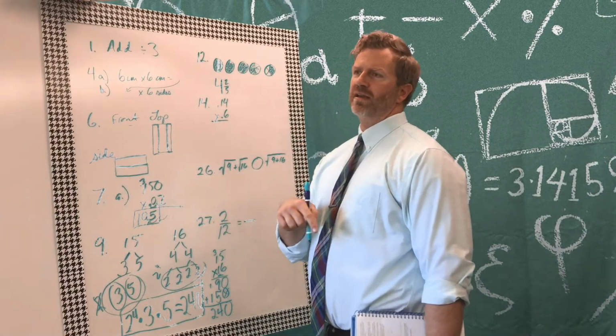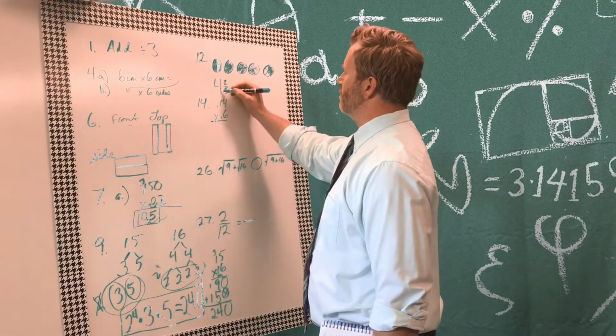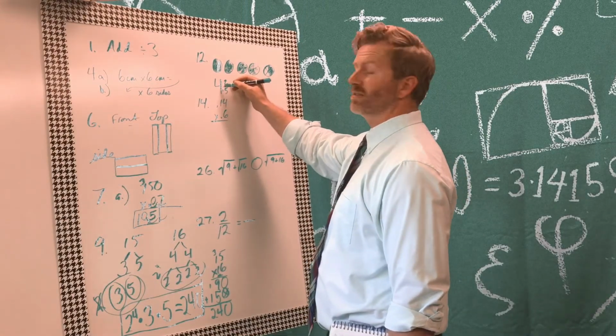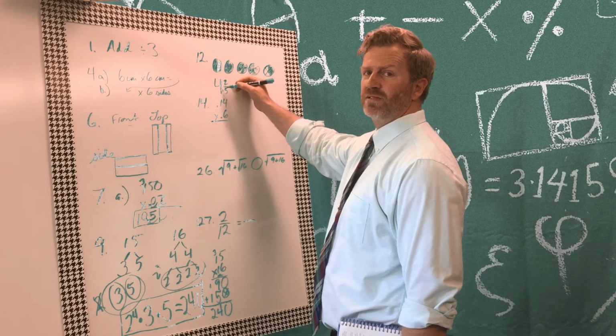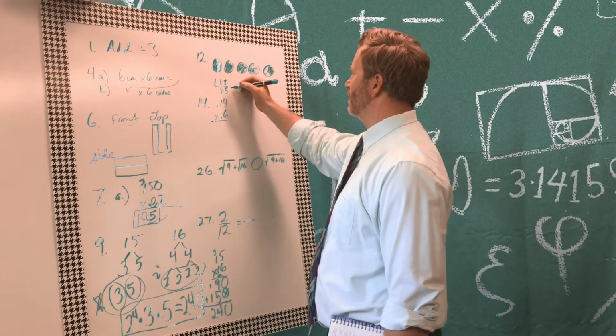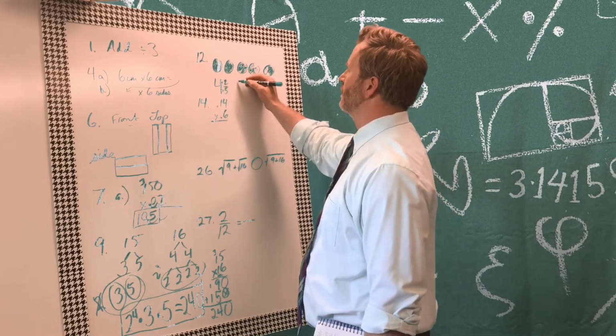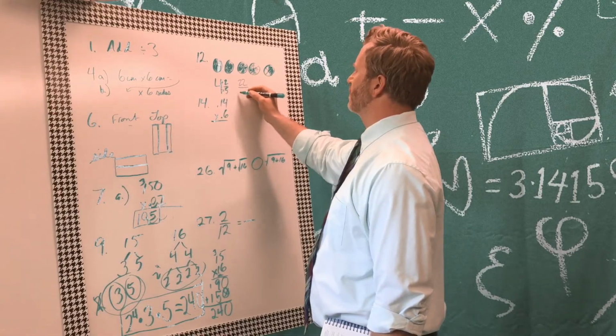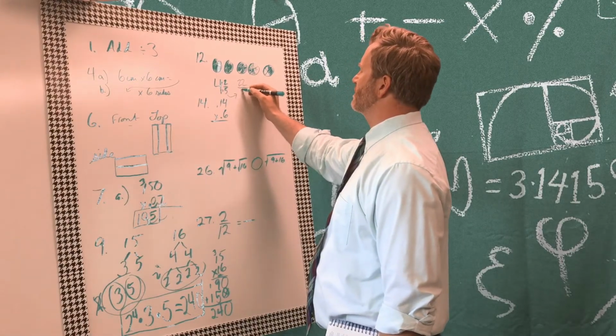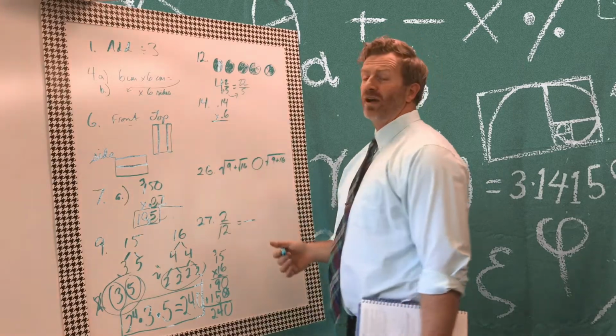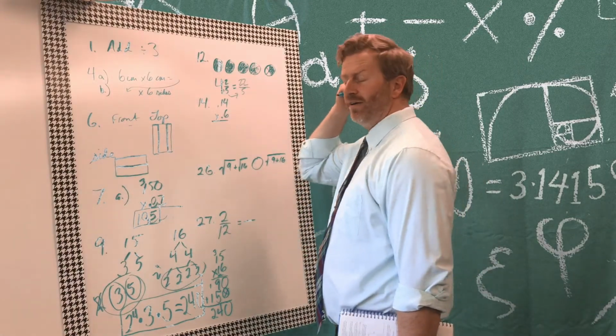Now we got to make it improper. So remember, we multiply our denominator times our whole number. So what's that equal? 4 times 5. Yep, that's 20. And then what's 20 plus 2? Absolutely, 22. And then remember, your denominator stays the same. We got 22 over 5.